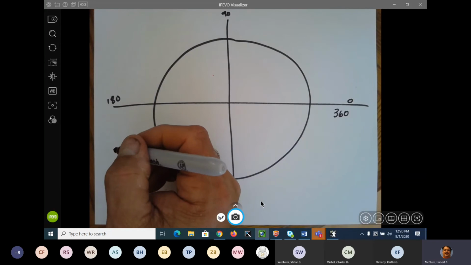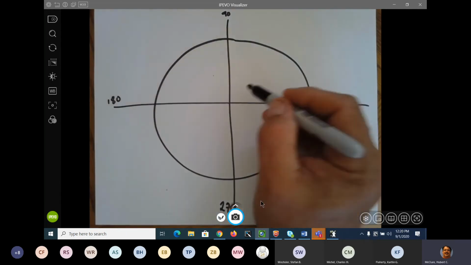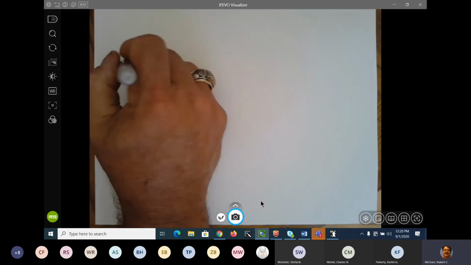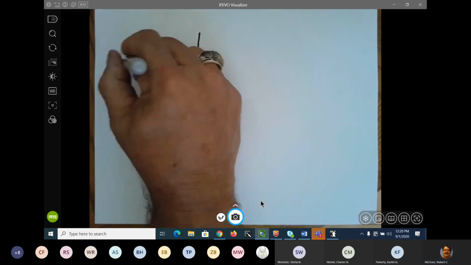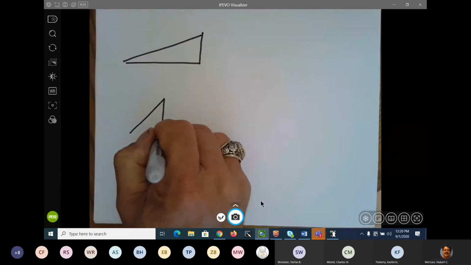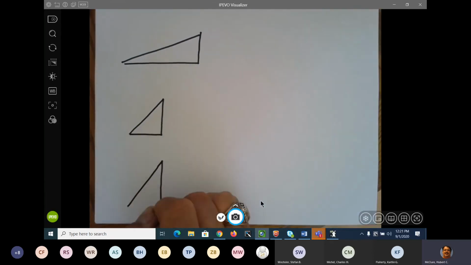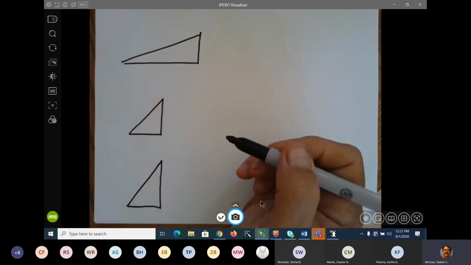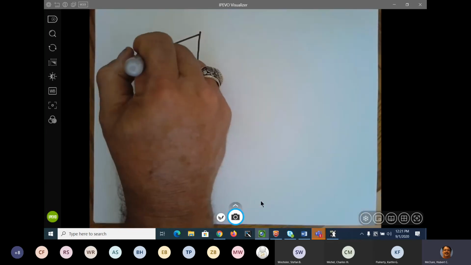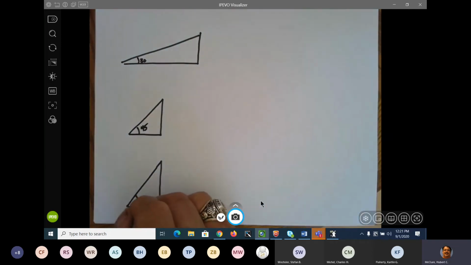Well, there's 3 special angles. I haven't showed you this yet. But there's 3 special angles in Trig. And I need you to write them down. There's the 30-degree angle. Let me put it on another piece of paper. There's a 30-degree angle. There is a 45-degree angle. And there is a 60-degree angle, which is a 30-degree angle turned on its side. So this is the 30-degree angle. This is the 45-degree angle. And this is the 60-degree angle.